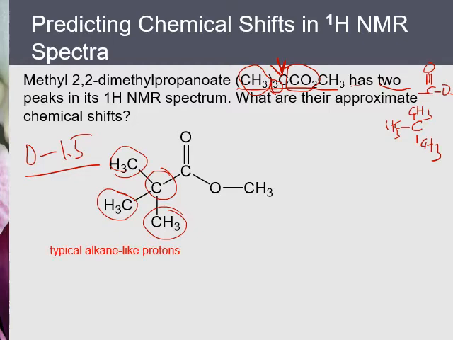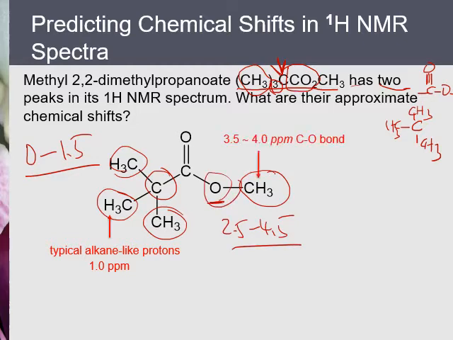So we assign 1.0 to all these hydrogens, 9 hydrogens. Now this CH3 is connected to an electron withdrawing group or electronegative atom, so the range should be around 2.5 to 4.5. Now for oxygen, it's usually around 3.5 to 4.